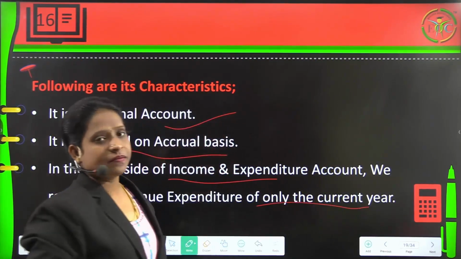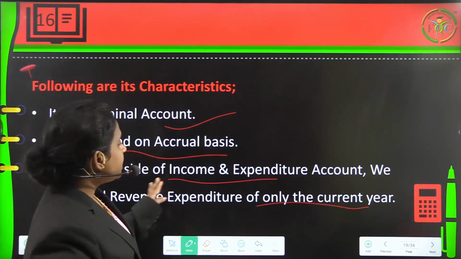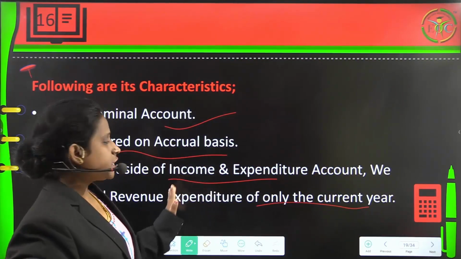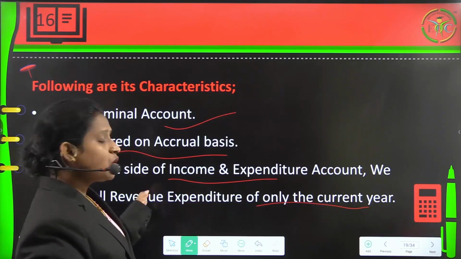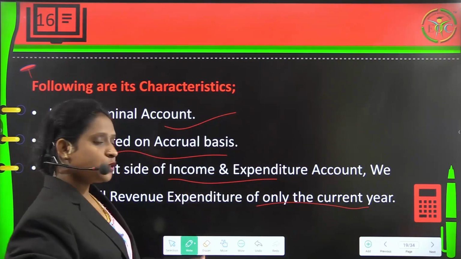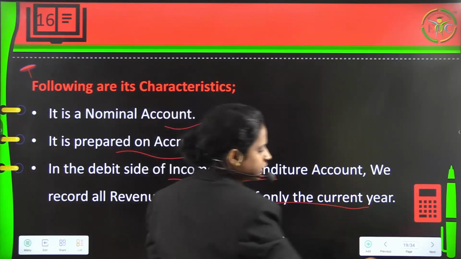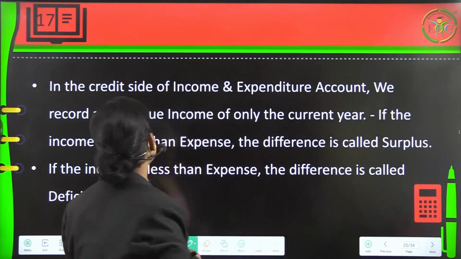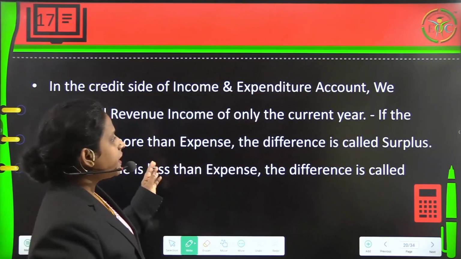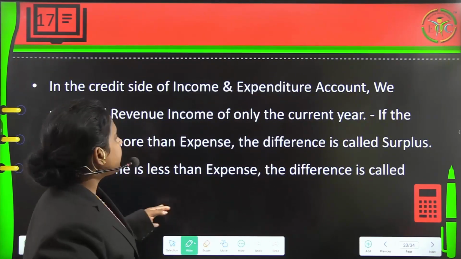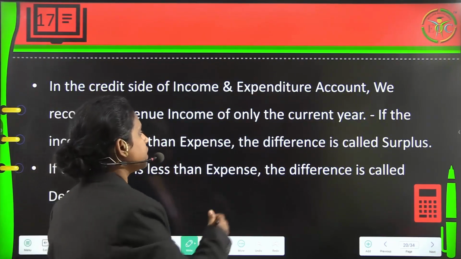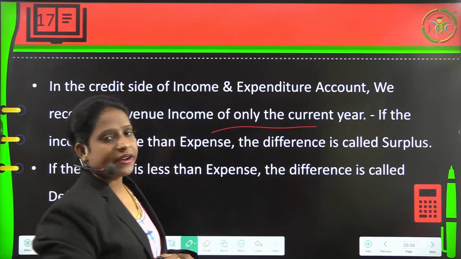the current year. So you should also understand that in the debit side of the income and expenditure account, we are going to record all revenue expenditure of only the current year, not any other year's information. Fine. Then in the credit side of the income and expenditure account, we record all revenue income of only the current year.